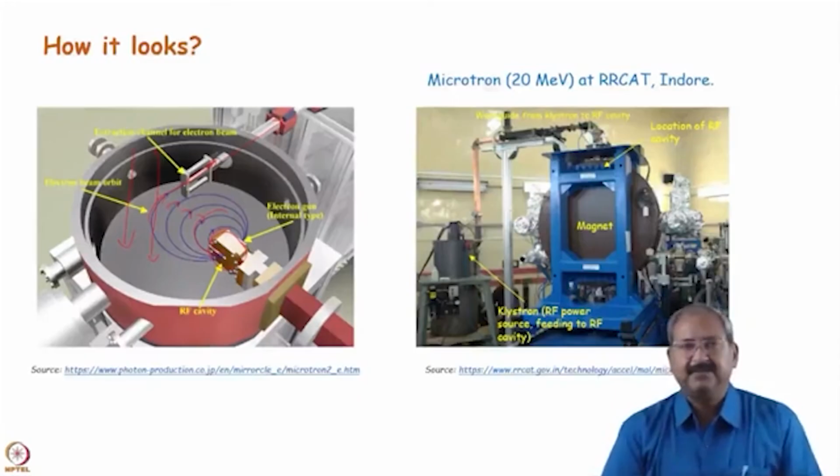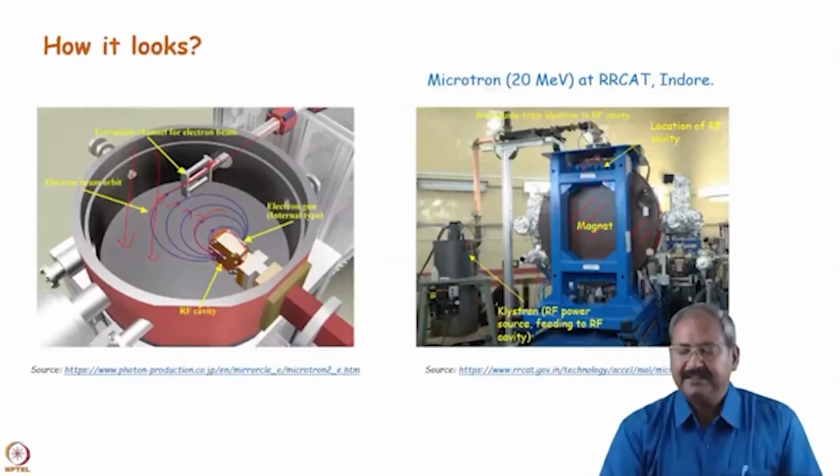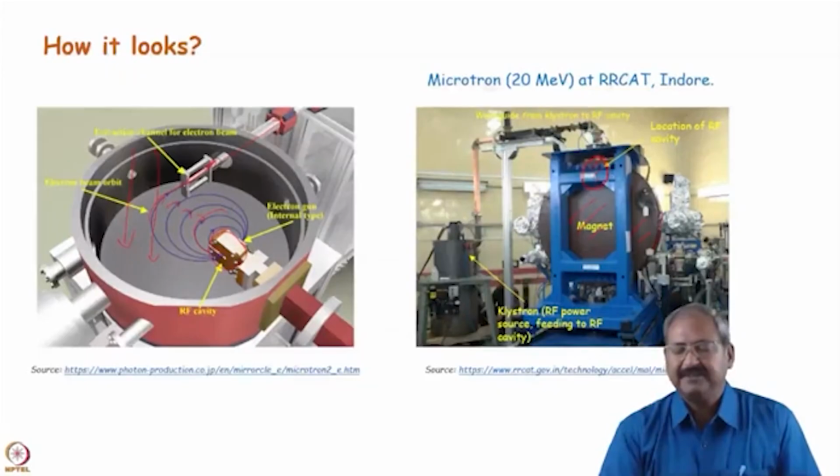Now this is the photograph of the microtron situated in Raja Ramanna Centre for Advanced Technology at Indore. You can see that the microtron is kept vertical. This gray part is one of the poles of the magnet. The other pole is on that side, which is not seen from here. Here you can see the RF cavity, which is inside this structure of the magnets.